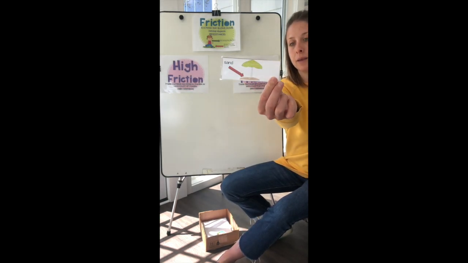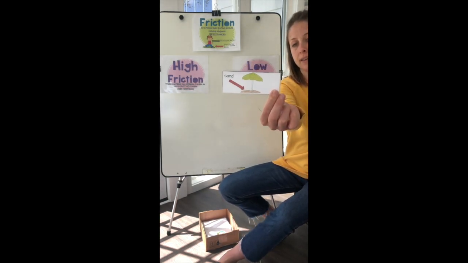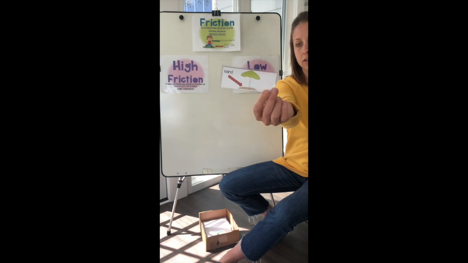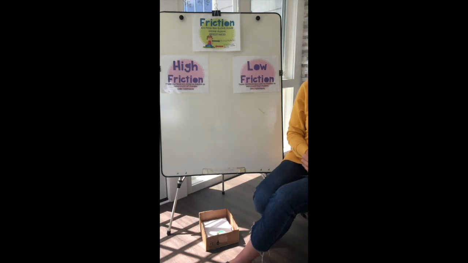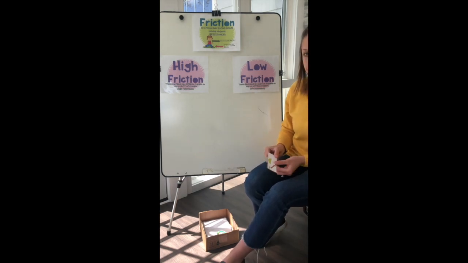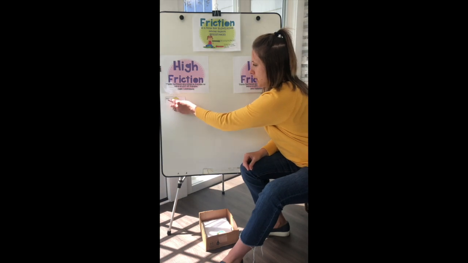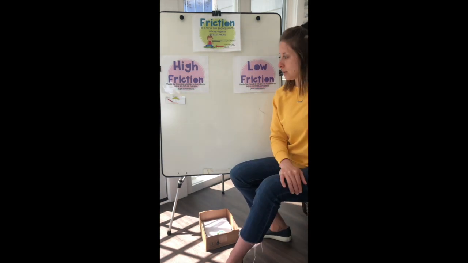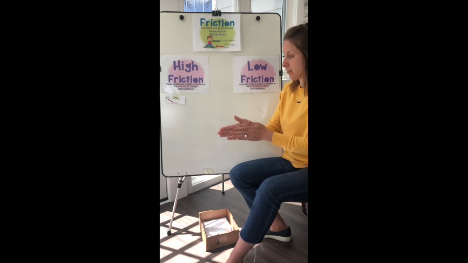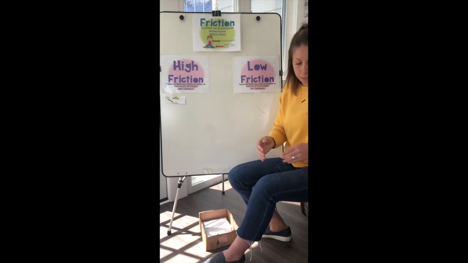The first picture I have is an umbrella at the beach, and there's a label that says sand, pointing to the sand. So what do you think? If you were to roll a ball on sand or walk across sand, is that high friction or low friction? The answer is high friction, right? It's tough to walk across sand. It's tough to run across sand. So sand is going to be high friction. When an object touches sand, it's going to be difficult for it to move.